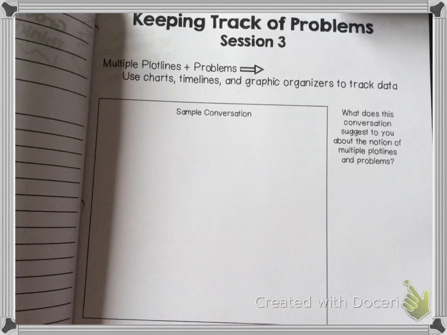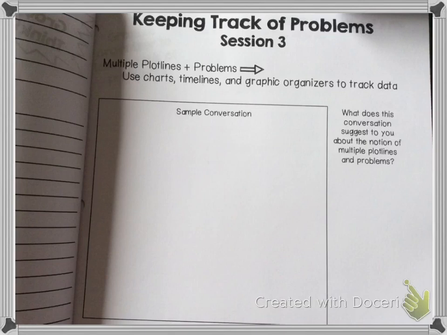So I want to teach you today that as you tackle more complicated books, you're going to run into multiple plot lines. And you will find it helpful to use charts or timelines or any other type of graphic organizer to help track those multiple problems and plot lines, and to gather data just like a scientist does, and use charts and tables to help you really analyze what's happening in the story.